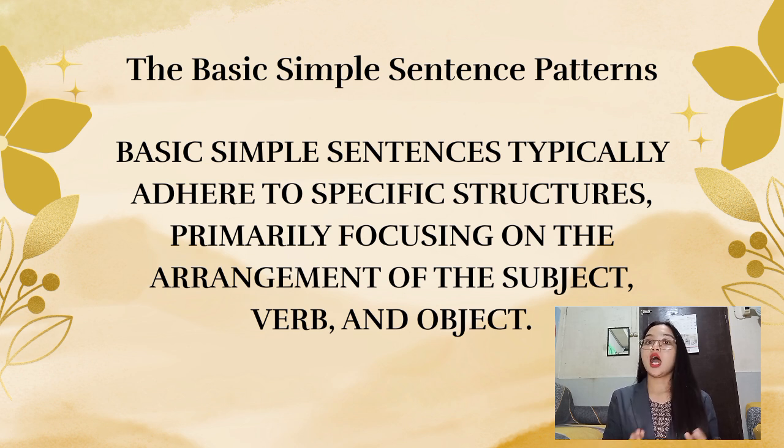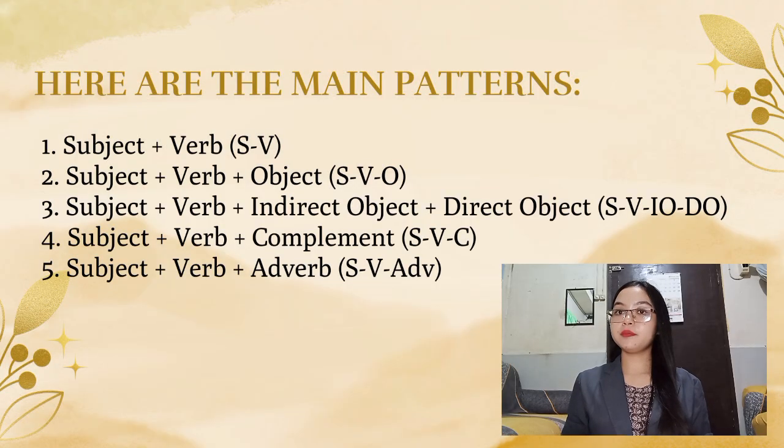Objects can be direct, directly receiving the action, or indirect, indirectly receiving the action, often indicated by a preposition like to or for. Here are the main patterns. First, we have the subject plus verb. Second, subject plus verb plus object. Third, subject plus verb plus indirect object plus direct object. Fourth, subject plus verb plus complement. Fifth, subject plus verb plus adverb.